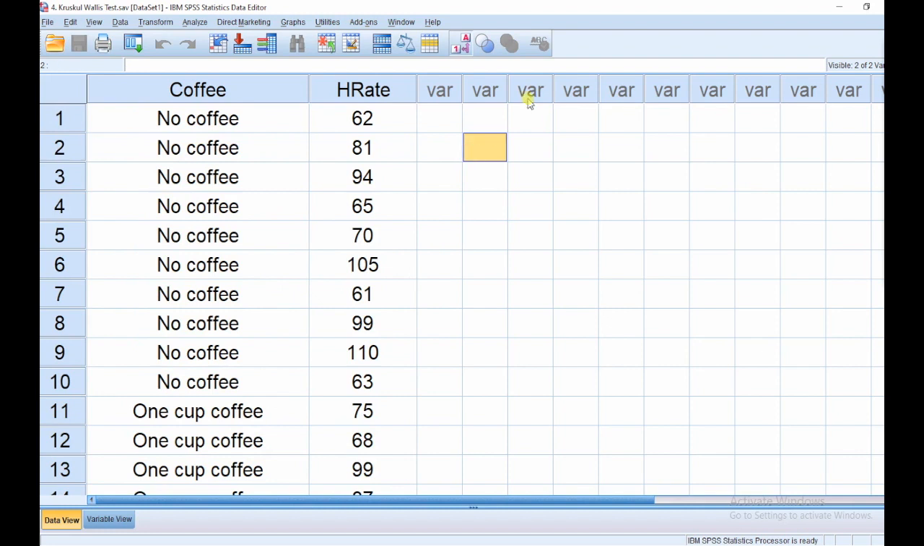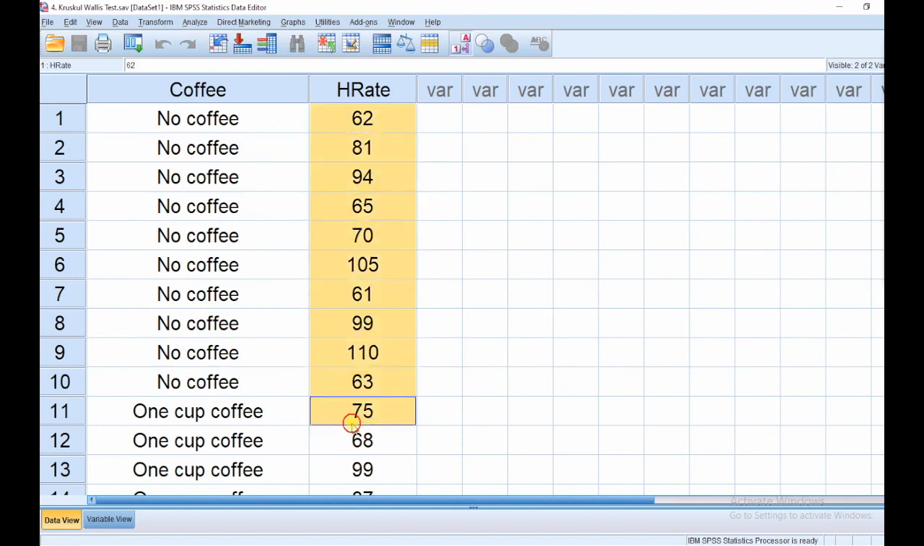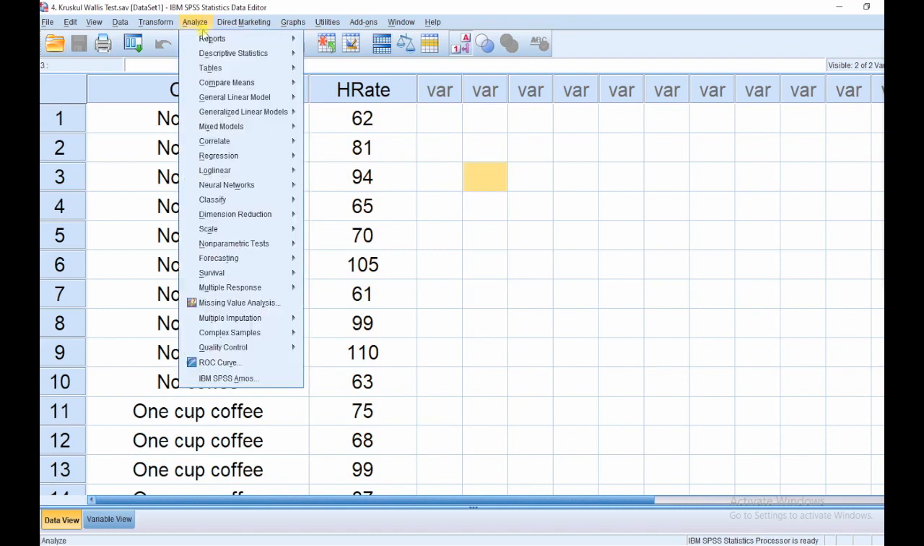This is my data. Now I should check the assumptions of the parametric test because this data is continuous. We cannot directly use the Kruskal-Wallis test unless we know whether the data is normally distributed or not. If my data is not normally distributed, then I can use the Kruskal-Wallis test. So let's check the assumptions of the parametric test.